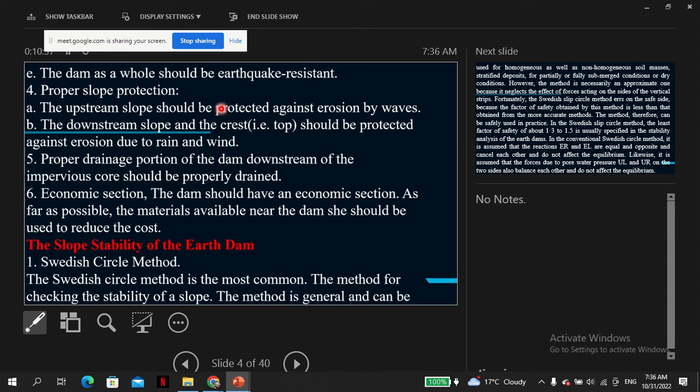The economic section: the dam should have an economic section as far as possible. The materials available near the dam should be used to reduce cost.